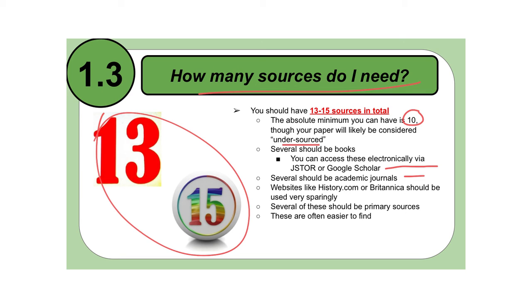Websites like history.com and Britannica should be used sparingly. What that means is very few. I would actually try to avoid them at all costs, because that lowers the academic credibility of your paper.